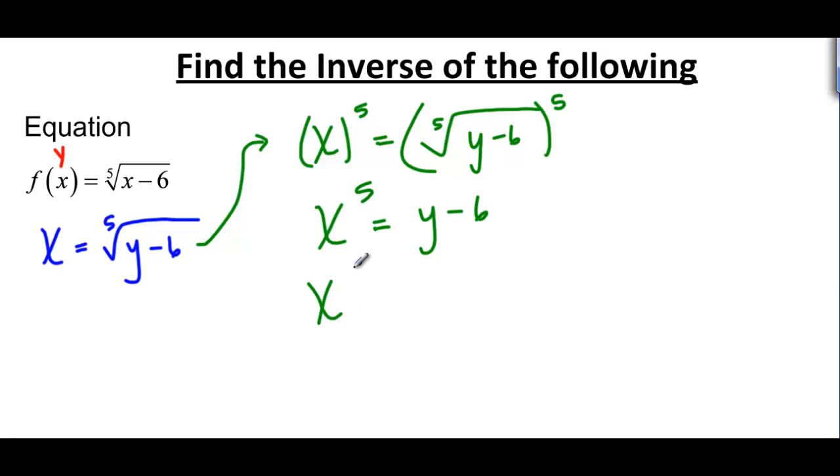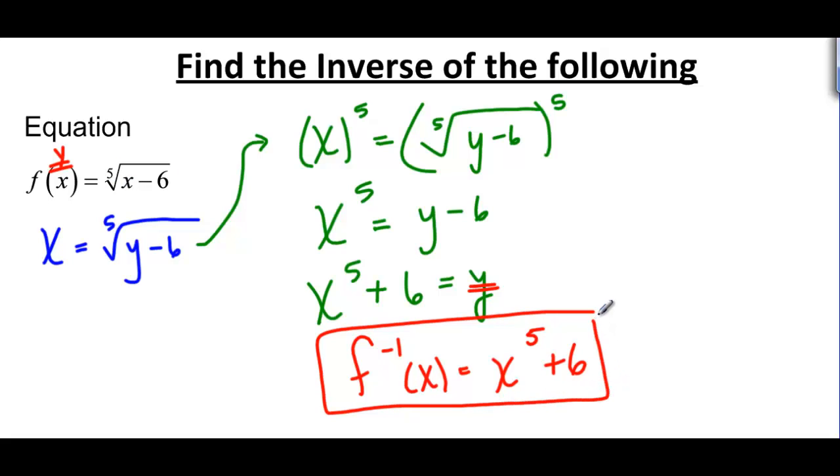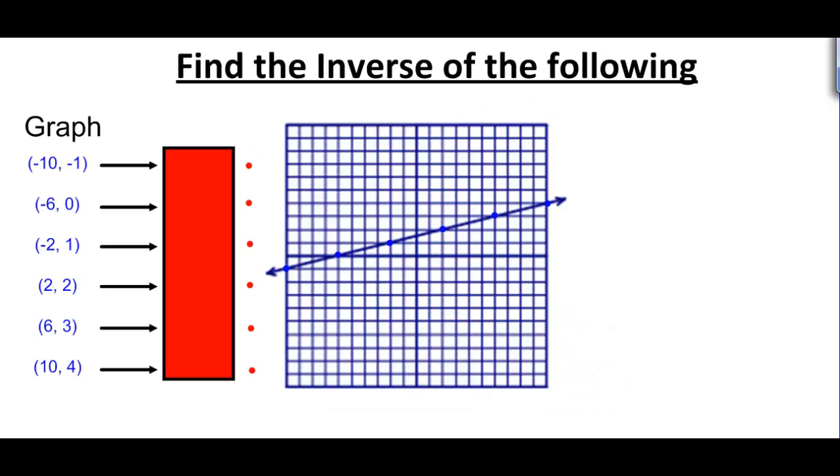And then to get y by itself, I'm going to add 6 to both sides. But remember, this isn't really y, because this original problem was y. This represents the inverse of my original function. So I have x to the fifth plus 6. So if I have the fifth root of x minus 6, its inverse is x to the fifth plus 6. So let's look at a graph.